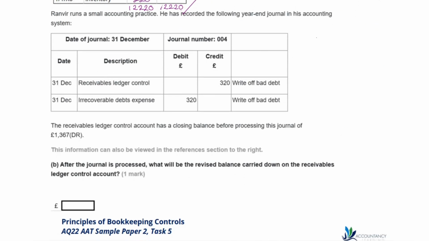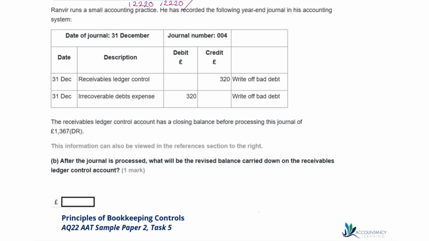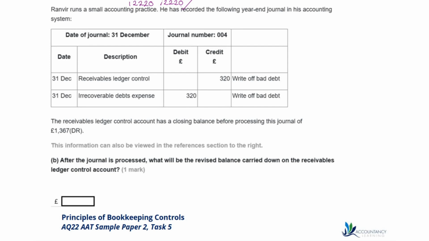Ranveer runs a small accounting practice. He has recorded the following year-end journal in his accounting system, and we can see there that we have a bad debt write-off journal. The receivables ledger control account has a closing balance before processing this journal of 1,367 debit. After the journal is processed, what will be the revised balance carried down on the receivables ledger control account?